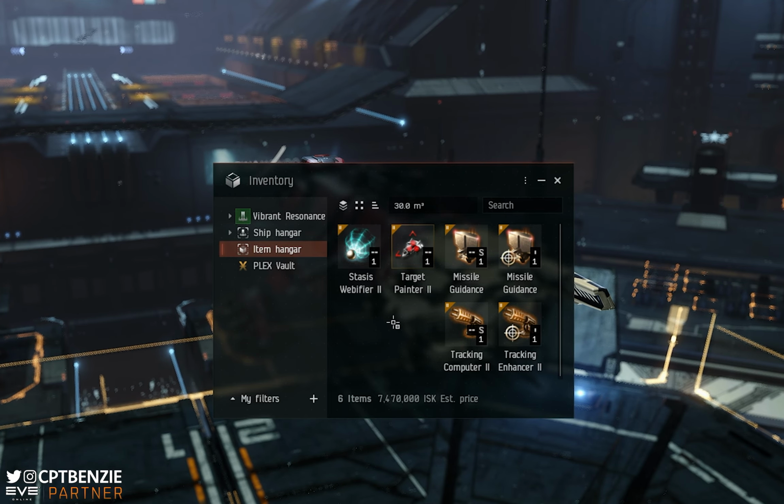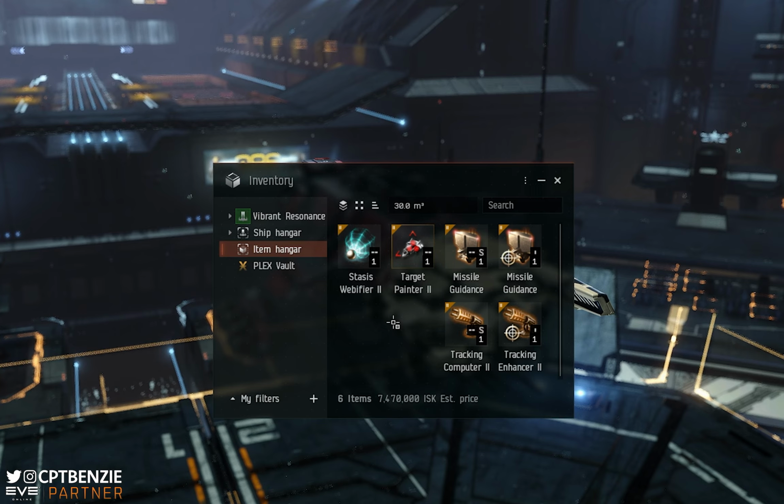If you're not going to be in range of Webifiers, then the computer is probably going to be your next best option. And once you've got a computer fitted, maybe two of them, especially if you're going to be running counter scripts where you've got, like, say, one script of one type and one script of the other. Once you've got two guidance computers or two tracking computers fitted, and you're looking for a third bit of application, that's when I'd go for a target painter.